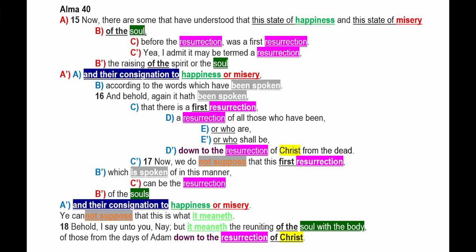And then in C and C prime, you can see that he uses the word "first" and then "resurrection." So he's saying there's a first resurrection, and that's what he's going to be talking about. And then in D and D prime, you get the word resurrection again, a resurrection of all who have been, down to the resurrection of Christ from the dead. So that's the match. And then right in the middle, the E and E prime, "who" or "who are, or who shall be." So that's the turnaround in the middle.